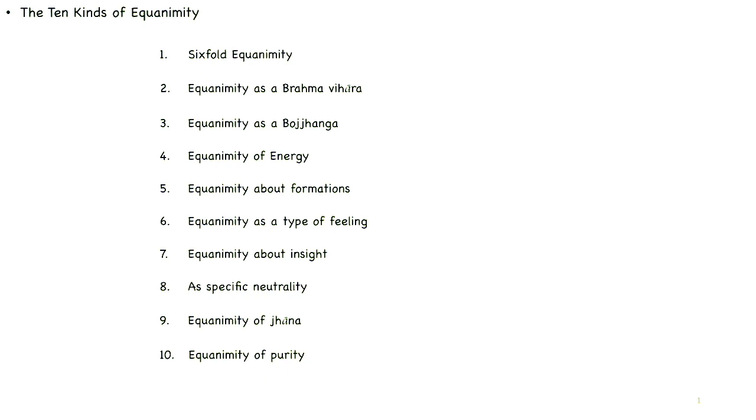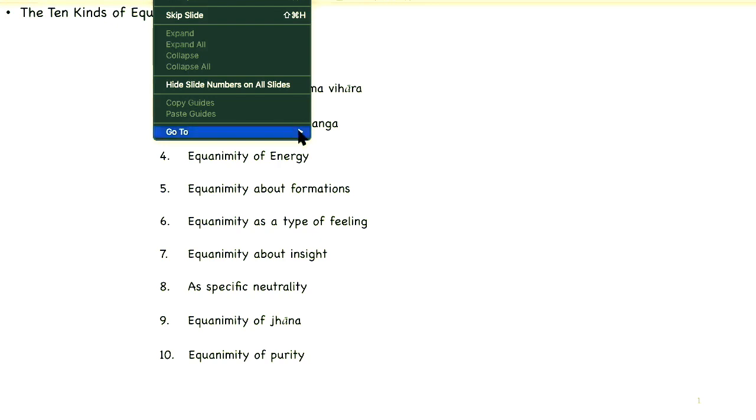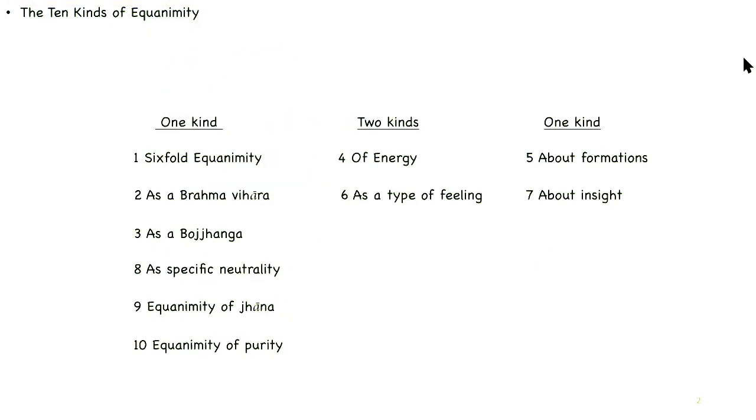So this is his list. And then he goes on to say that actually, of all these kinds, the sixfold, Brahma-vihara, bojjhanga, specific neutrality, jhana, and purity are really all one and the same kind of upeka. They are the same kind of upeka, but they are different in that it's an upeka that arises in many different contexts with different functions. So, for example, you couldn't have equanimity of jhana as one of the sixfold equanimity. You couldn't have bojjhanga as one of the Brahma-viharas. They're not the same in that sense.